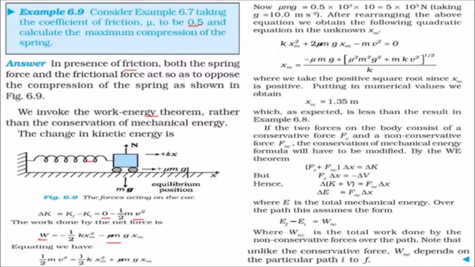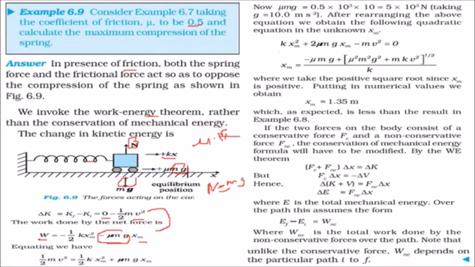So when we equate these two, we have work done like this. Say this is kx, this is mu mg. How has this mu mg come? We know that the friction force is mu into N, so this mg has come, which is normal. N is equal to mg. So mg into mu is the total force, and xm is the displacement, because we know that energy is force into displacement. So xm is the maximum compression we are talking about. So mu into mg into xm is the energy.